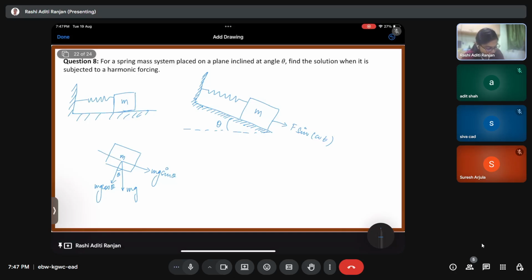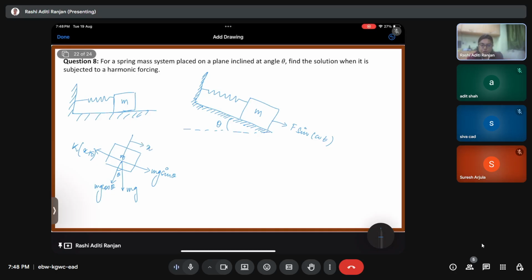There's going to be a spring force k into x plus delta. So x is essentially the movement after it has reached the equilibrium point, and delta is the equilibrium stretch of the system. If I have a mass which is inclined like this, and I don't apply any forcing, it is going to attain an equilibrium point. Once it has attained that equilibrium point and then I apply this forcing, the spring force will constitute both x and delta. So these are the forces, and then we have x defined like this.